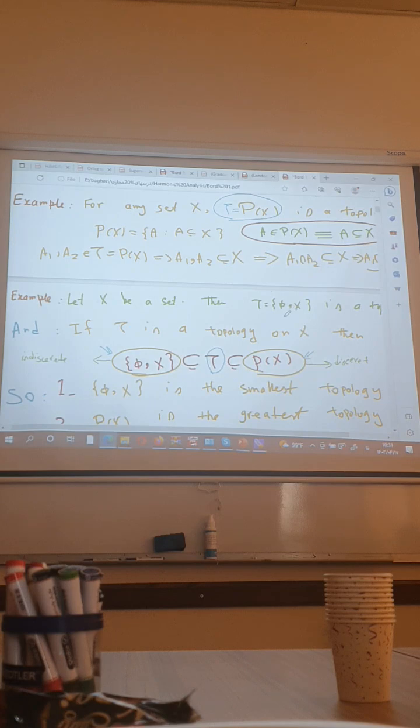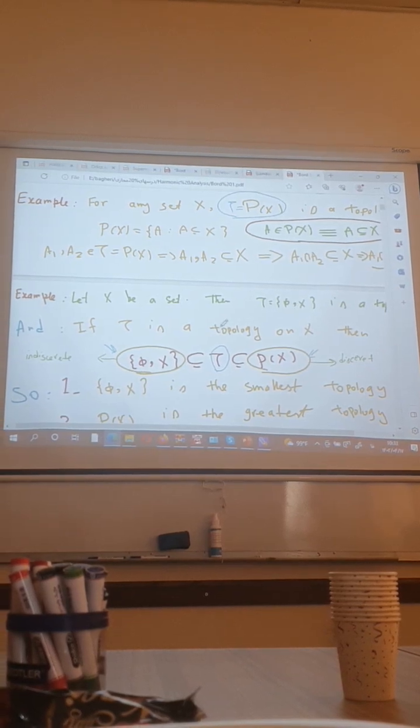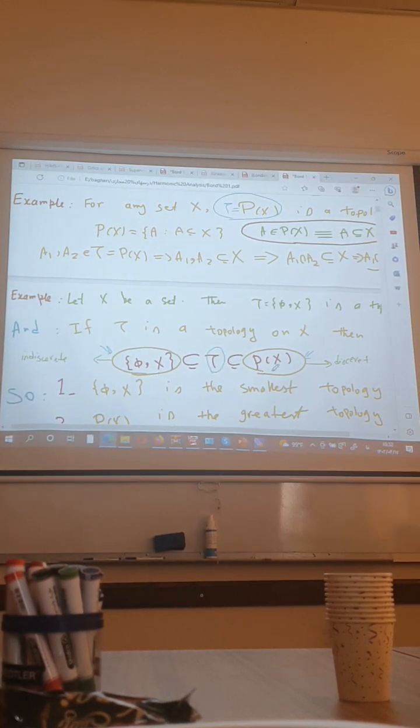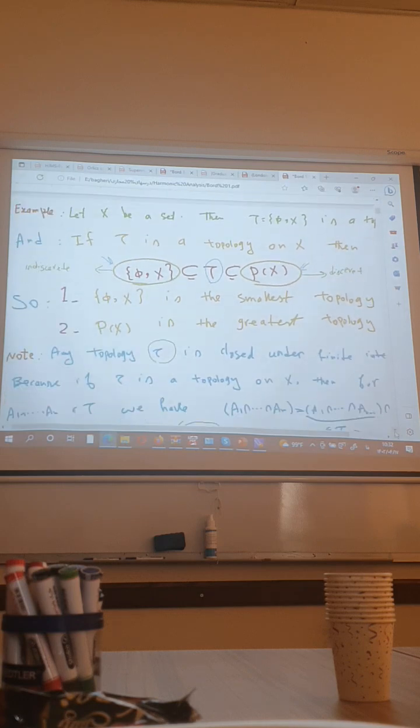This is non-discrete topology. Any topology lies between two extreme cases: non-discrete, or indiscrete, and discrete. This is the discrete topology, and this is the non-discrete topology. Any topology is between the two extreme cases. So this is the smallest topology, and this is the greatest, or biggest, topology.